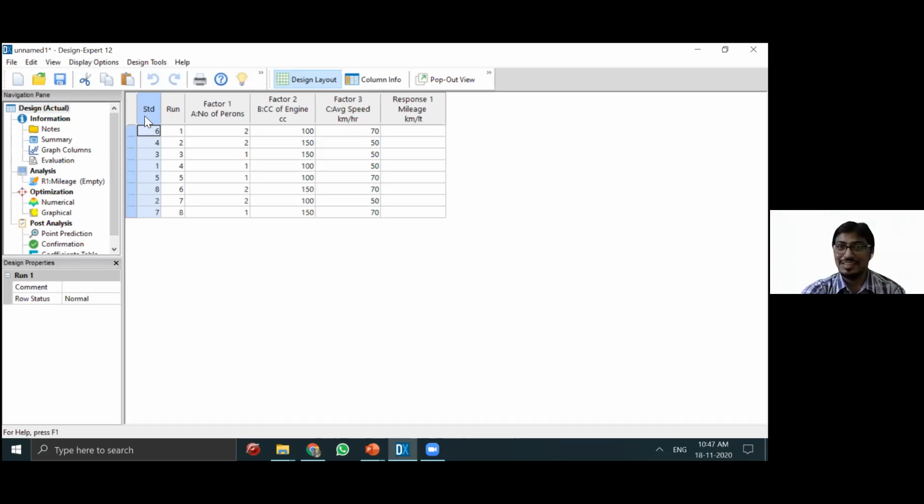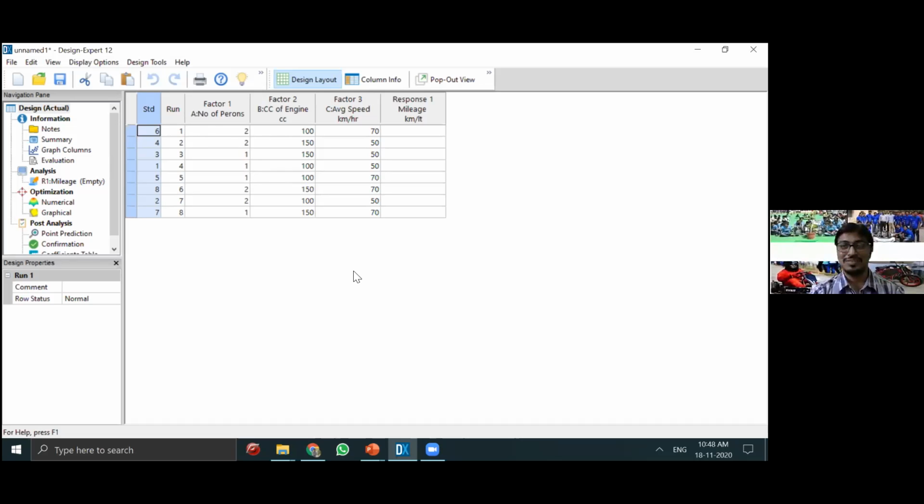So what do you think? The first problem comes if I close off this Design Expert now and again re-enter the data: the run order will change. It will not be constant. You should always keep in mind that the run order will change. So you can't say that you can scan the system and directly put in the response while doing experiments.